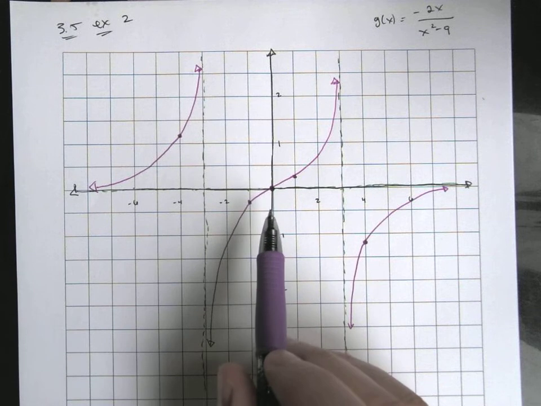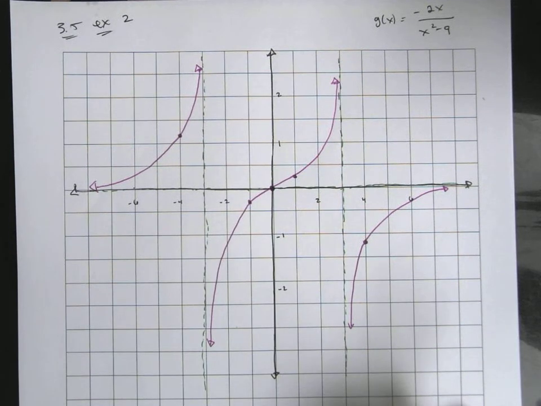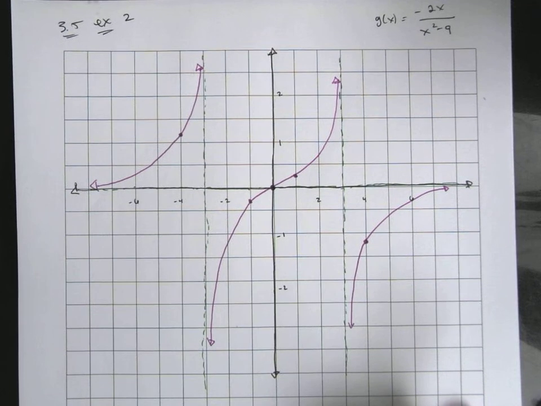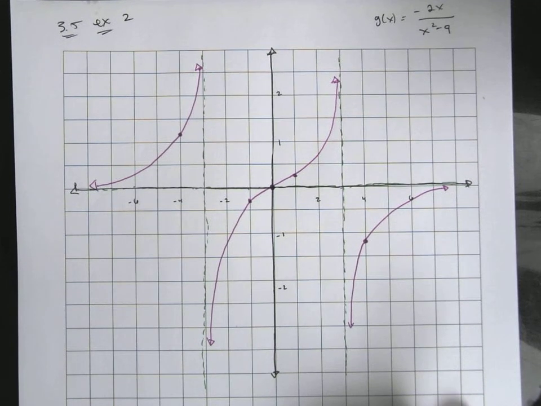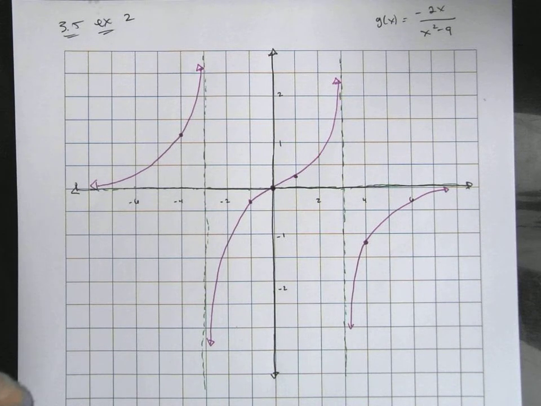It has this kind of diagonal symmetry, where if I flip the signs on the x values, I also flip the signs on the y values. And that's what we've got. That's the end. That's our graph: -2x over x squared minus 9. And that's a wrap on 3.5.